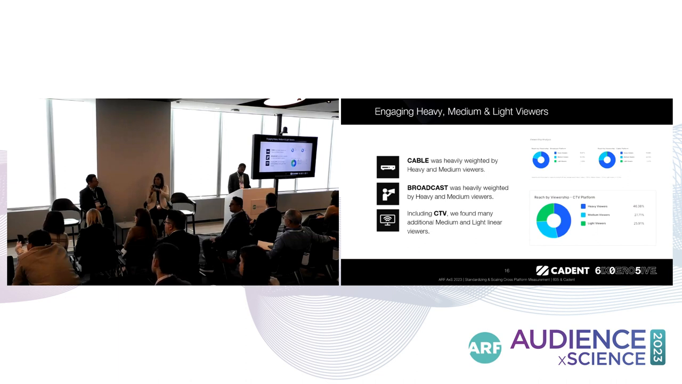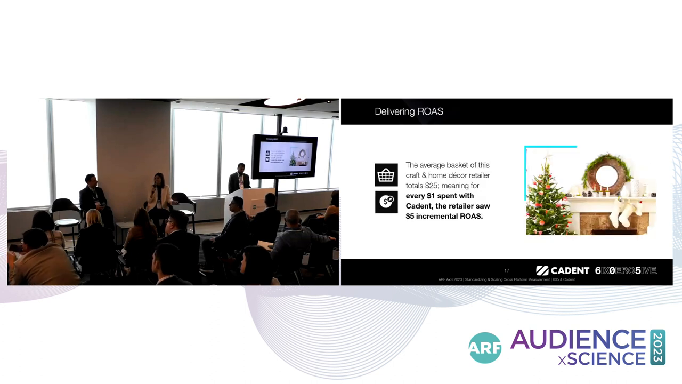So it's a nice kind of parity in the CTV, whereas if you look at the top two, they're much smaller, and you're noticing that the light viewers are pretty much absent. So on cable and broadcast, they're not reaching light viewers at all. They needed the CTV to be layered in. Okay, and in the end, the great number that everybody wants to see is the return on ad spend. This campaign was highly successful, giving $5 in return on ad spend for every $1 spent, which is great news for the client.